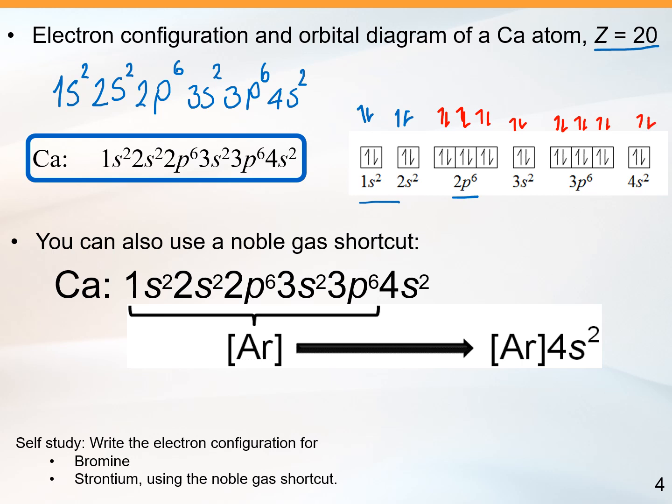Now, you can also use a noble gas shortcut. If you look at the electron configuration of calcium, up to this point, it is a full shell configuration of the noble gas argon. So you can show that as argon in square brackets to indicate all that configuration, and you just write the rest of it, and you would get the noble gas shortcut electron configuration.